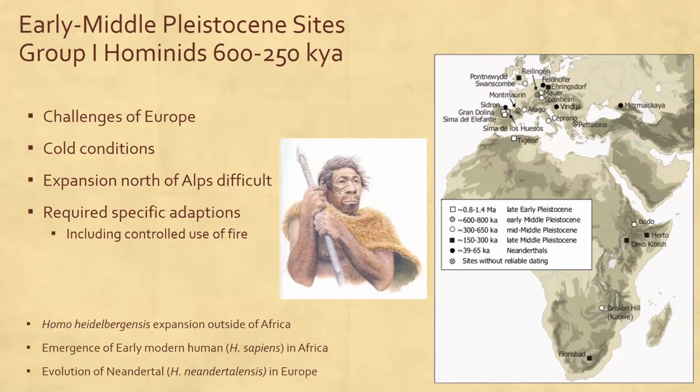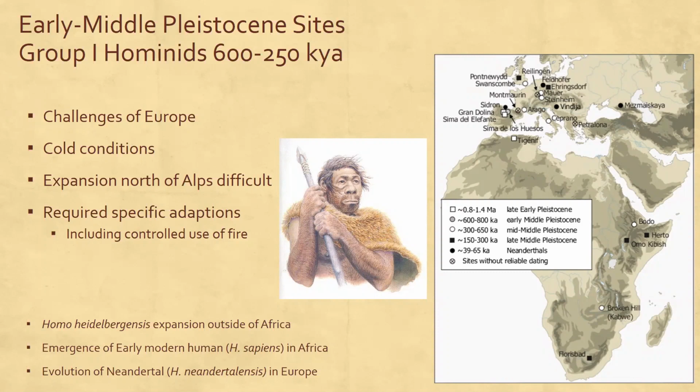So until we figured out how to create campfires at will, and maybe some advances in clothing, we had a difficult time living in the colder environment. So we're still kind of stuck to the south, warmer, temperate environments. Homo heidelbergensis expansion outside of Africa would have occurred during this period.